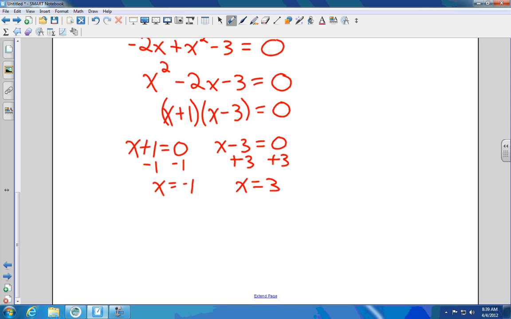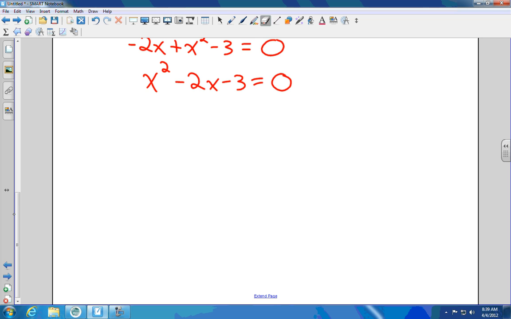So can we save ourselves that step? Your calculator will tell you the zeros. So rather than writing the factors down here and then solving them, your calculator in quad 3 will give you those right out of your calculator. So what are the zeros? We just had them, negative 1 and 3. So rather than write those factors, just write x equals negative 1 and 3. Those are your two answers.